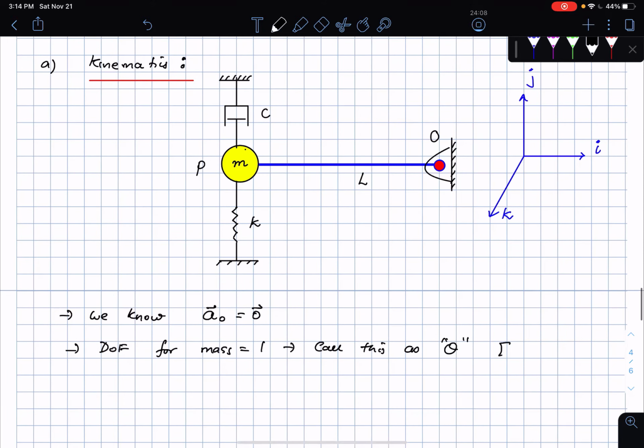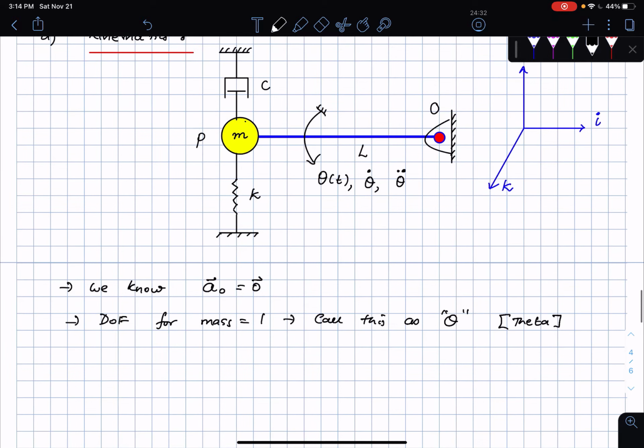Based upon the direction of the applied torque, this is the convention that I'm going to follow: if it rotates counterclockwise, it's positive, and if it rotates clockwise, it's going to be negative. So this is going to be theta of t, which means that this is also going to be the direction of theta dot and theta double dot.